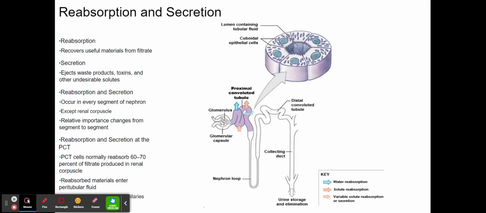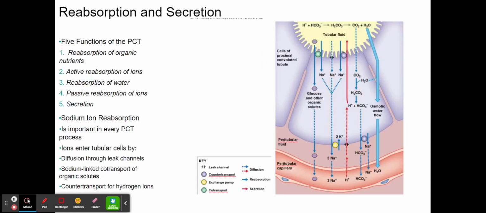The cells of the proximal convoluted tubule normally reabsorb about 60 to 70% of the volume of the filtrate produced in the renal corpuscle. The reabsorbed materials enter the peritubular fluid, diffuse into the peritubular capillaries, and are quickly returned to the circulation. The PCT has 5 major functions. The first is reabsorption of organic nutrients. Under normal circumstances, before the tubular fluid enters the nephron loop, the PCT reabsorbs more than 90% of the glucose, amino acids, and other organic nutrients in the fluid. This reabsorption involves a combination of facilitated transport and cotransport.